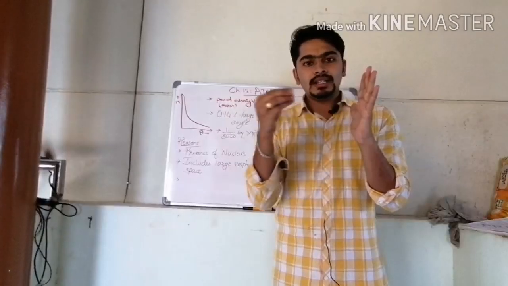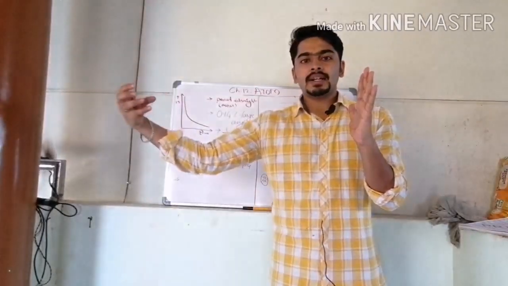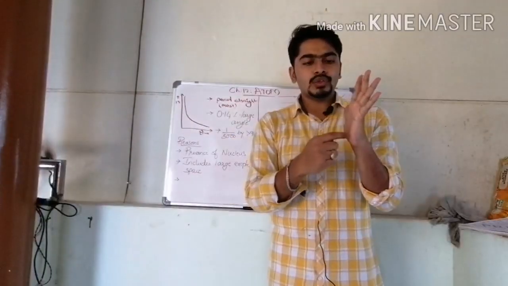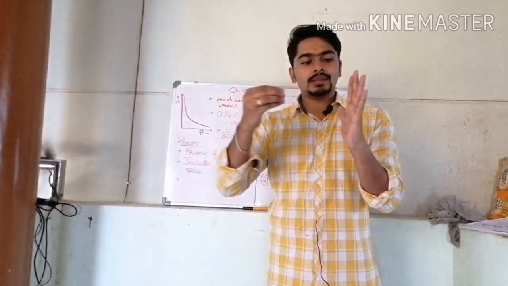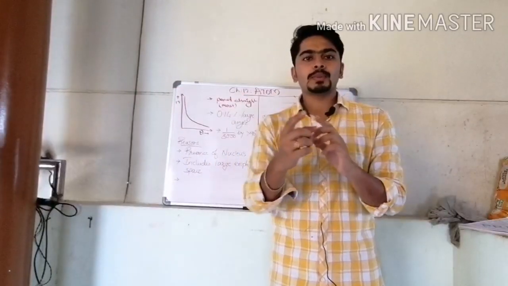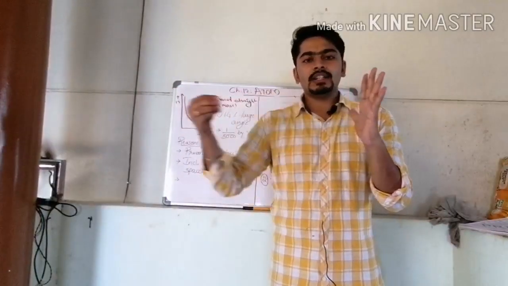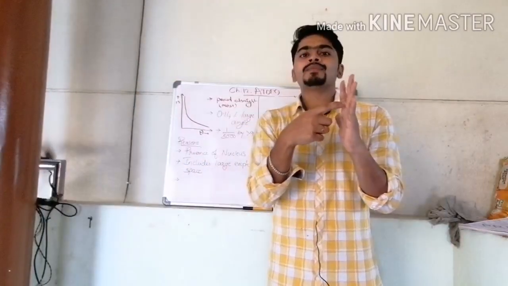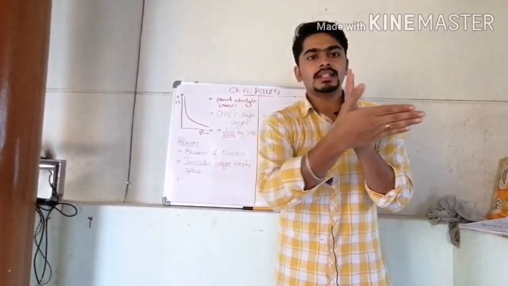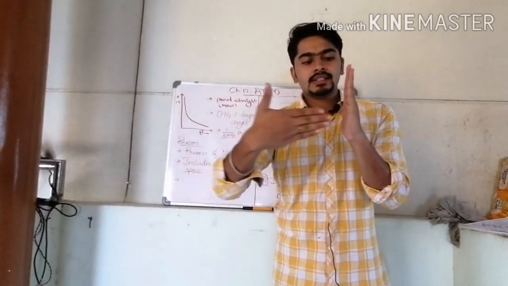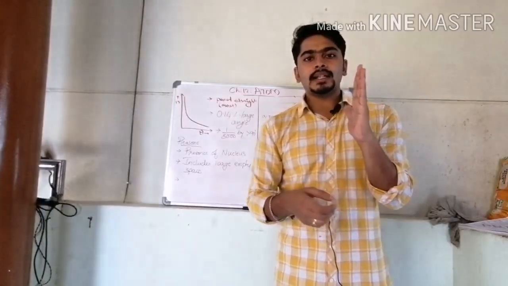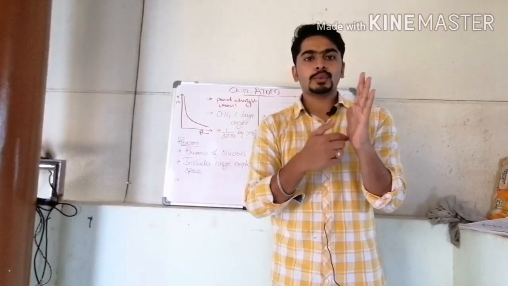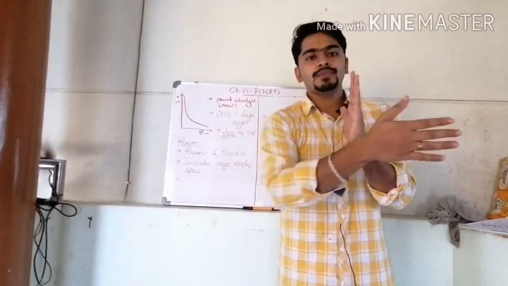Okay, due to the interaction when an alpha particle meets the positively charged nucleus, positive and positive, what happens? Positive charges repel each other. So the alpha particles which are nearer to the nucleus just get deviated from their original path because of the force of the nucleus, that is the positive repulsion of the nucleus.